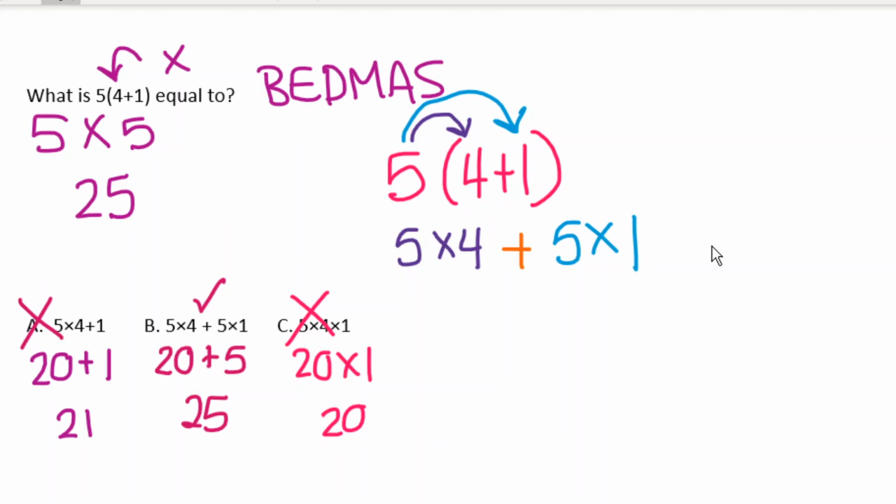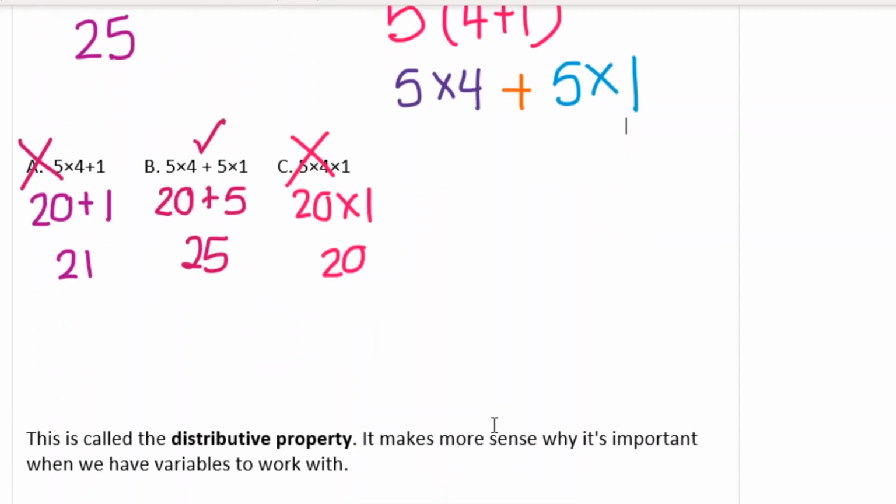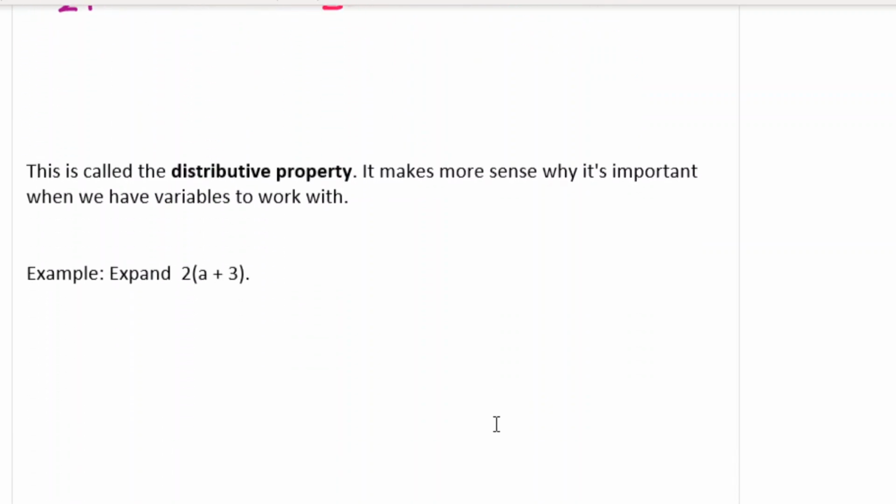Sometimes they call this feeding the chickens. You take the one that's on the outside and you multiply it to everything that's inside the brackets. You add them all up and that's your answer. And that's what the distributive property is. And it makes a lot more sense when we're working with variables.